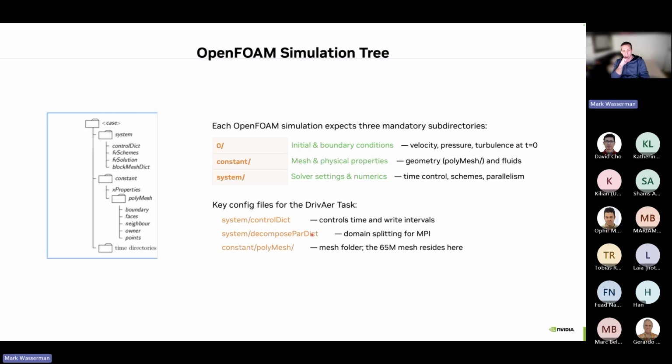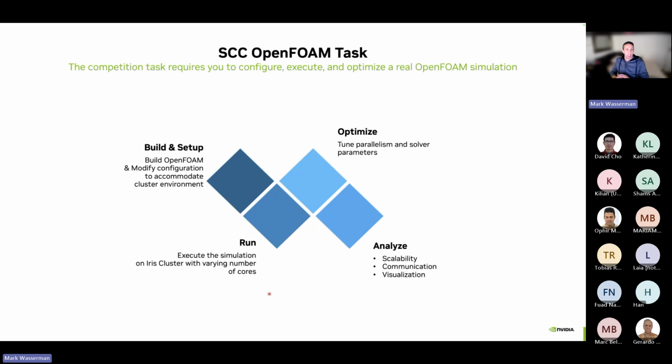So in this task, what we ask you is to traverse all the main parts of conducting an OpenFOAM simulation. The first part, the preliminary part, is to build OpenFOAM from source. The reason that we ask you to build it from source is to make sure that it is optimized for the target cluster that you are using. This is standard practice when we try to extract the maximal performance out of the code.